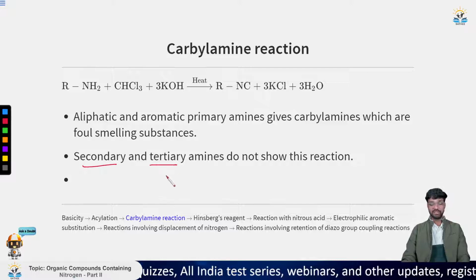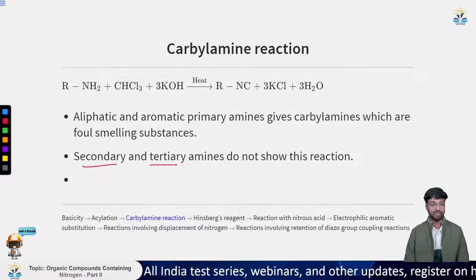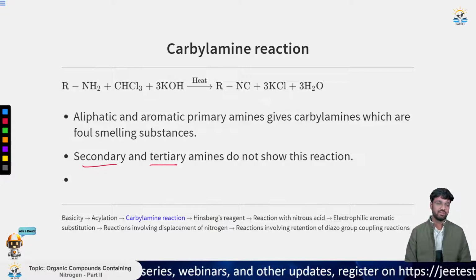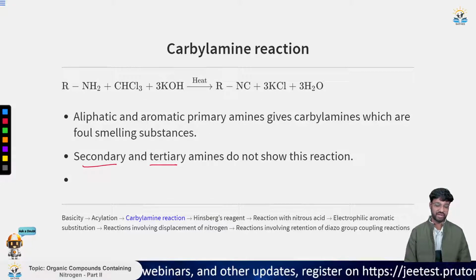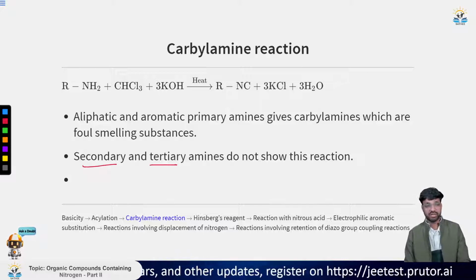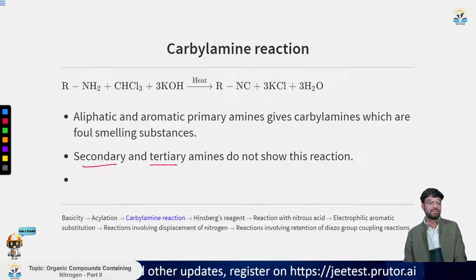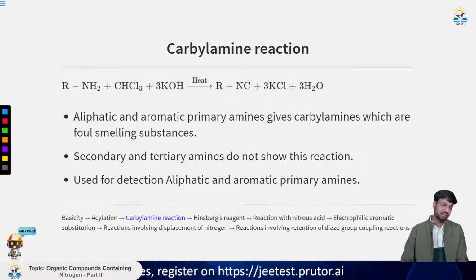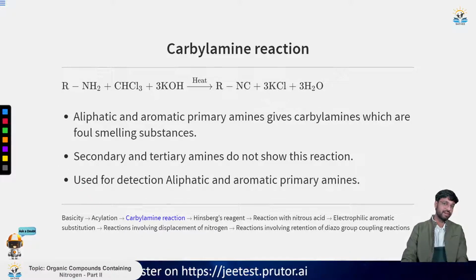So it can be used as a distinguishing test. Suppose you are given two amines, the first one primary and the second one secondary. If you perform this carbylamine reaction and you get a foul smell, then you can say certainly that it is the primary amine. Otherwise, it is a secondary or tertiary amine. Now the same thing is written here. It can be used for the detection.